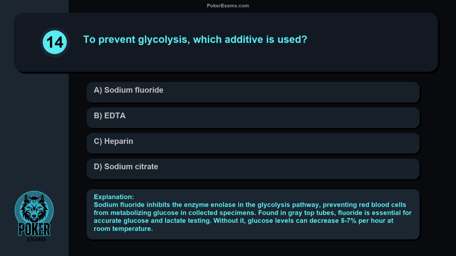Sodium fluoride inhibits the enzyme enolase in the glycolysis pathway, preventing red blood cells from metabolizing glucose in collected specimens. Found in gray top tubes, fluoride is essential for accurate glucose and lactate testing. Without it, glucose levels can decrease 5 to 7% per hour at room temperature.